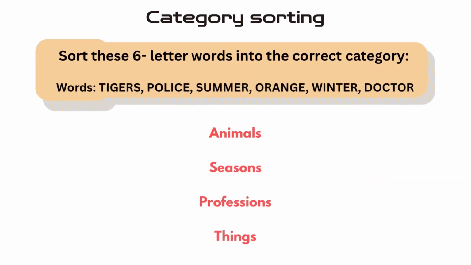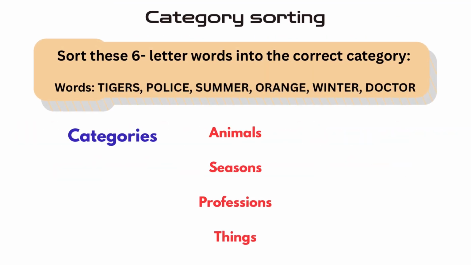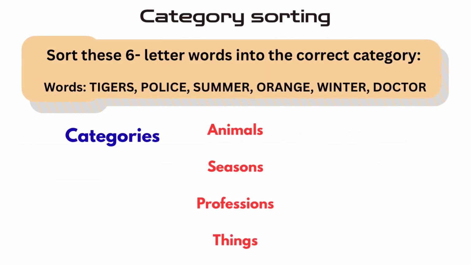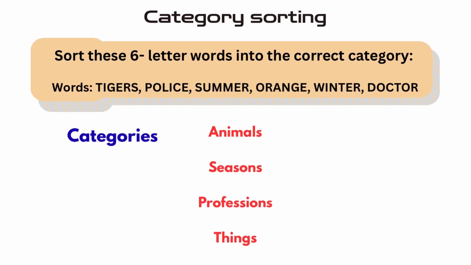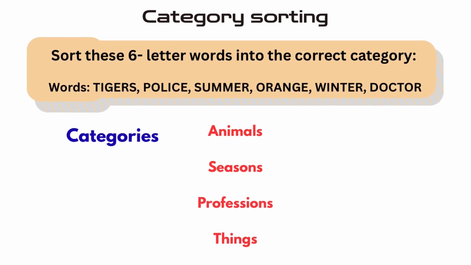So you have to categorize which category this word belongs to. Already given here a few words: tigers, police, summer, orange, winter, doctor. Now already given categories below: animals, seasons, professions, things. So you need to see which category belongs to which word. Later you can check the answers also in the answer key.